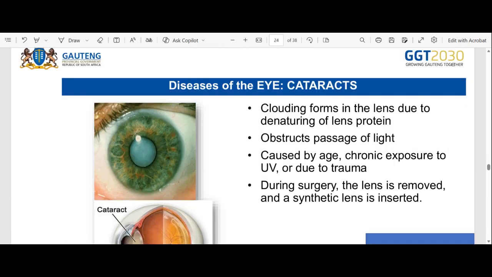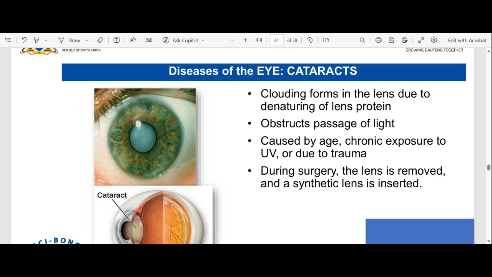Okay, let's go to our final defect of the eye. So our final defect is cataracts, right? So what are cataracts? Cataracts is the clouding of your lens, right? So can you see that there's a clouding in your lens there, right? What causes that clouding, right? So it's due to the denaturing of the protein. Denaturing means that it's the inactivity of the protein.